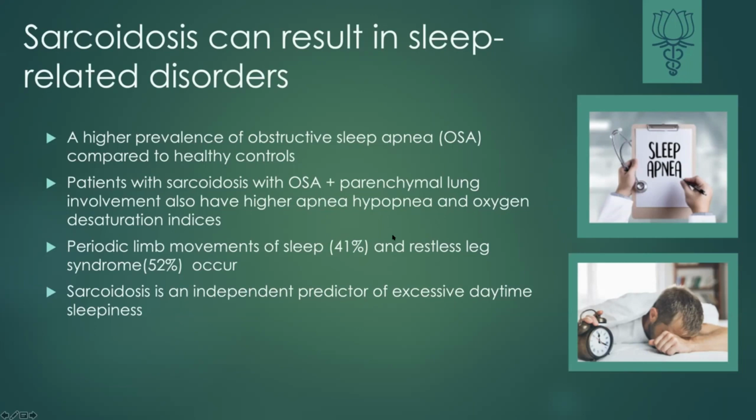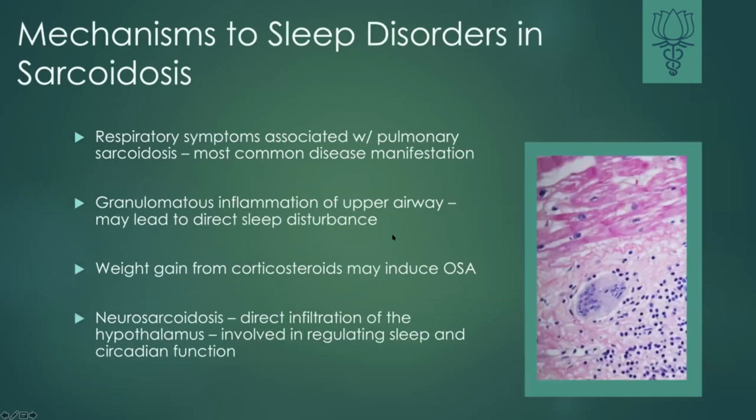Sarcoidosis patients can also experience periodic limb movements and restless legs when they sleep. And sarcoidosis in itself is an independent predictor of excessive daytime sleepiness. So patients who have this, by no fault of their own, can experience excessive daytime sleepiness, which is why it's so important to make sure we have our sleep routine dialed in. And I will get to that definitely, because it's almost like having a sleep prescription. What's the best way to sleep?